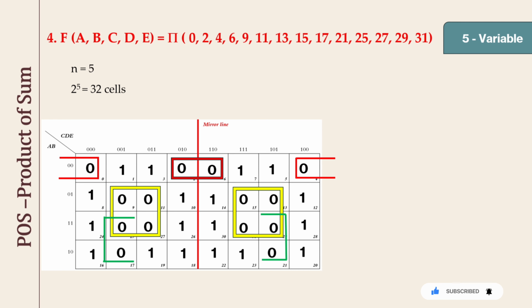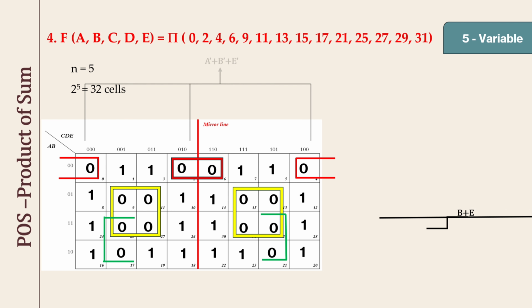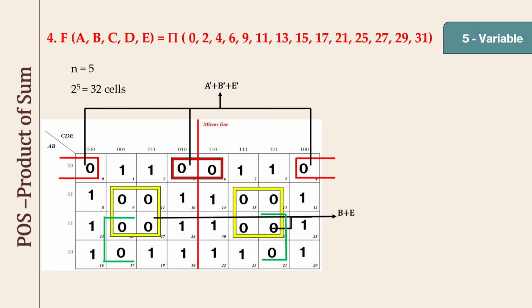Now let's start naming each group. For the first group, we have the values only at the second and third row. Between the second and third row, we have the common B. And with respect to the column, we should consider the second, third, sixth and seventh column. Between these 4 columns, we have E as common. So we can name this group as B plus E.